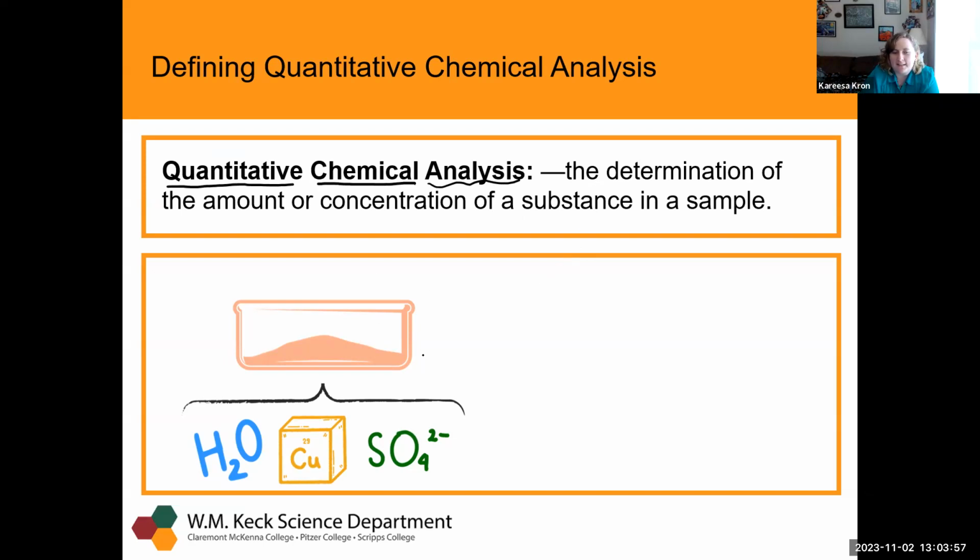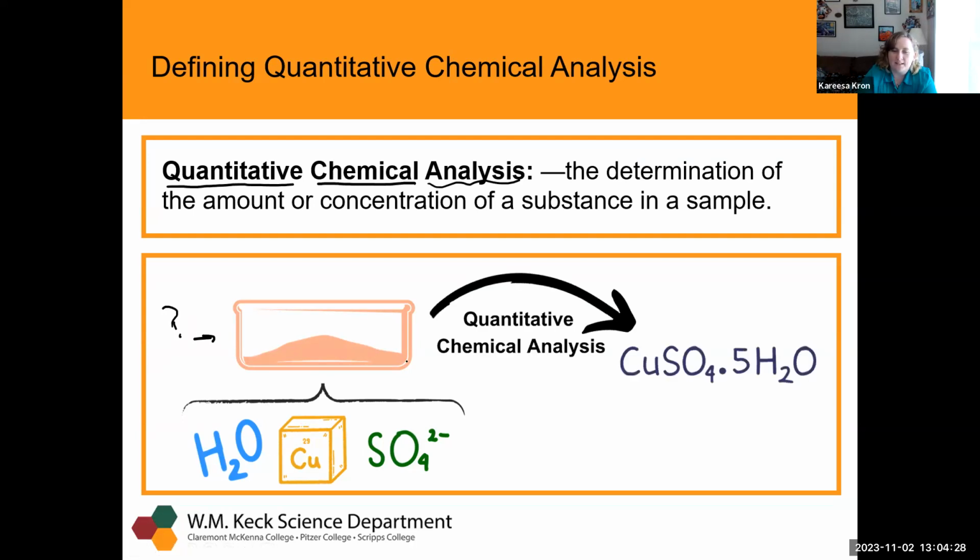And so what it means in practice is if you go into lab and there's some mystery powder in a weigh boat, and you're told that it contains water, copper, and sulfate, but we want to know how much of each it contains, then quantitative chemical analysis is the process by which you determine the amounts or relative concentrations of these atoms in this sample. That process can help us get from this mysterious powder to a molecular formula, which tells us that this is copper sulfate that has 5 waters hydrating it.